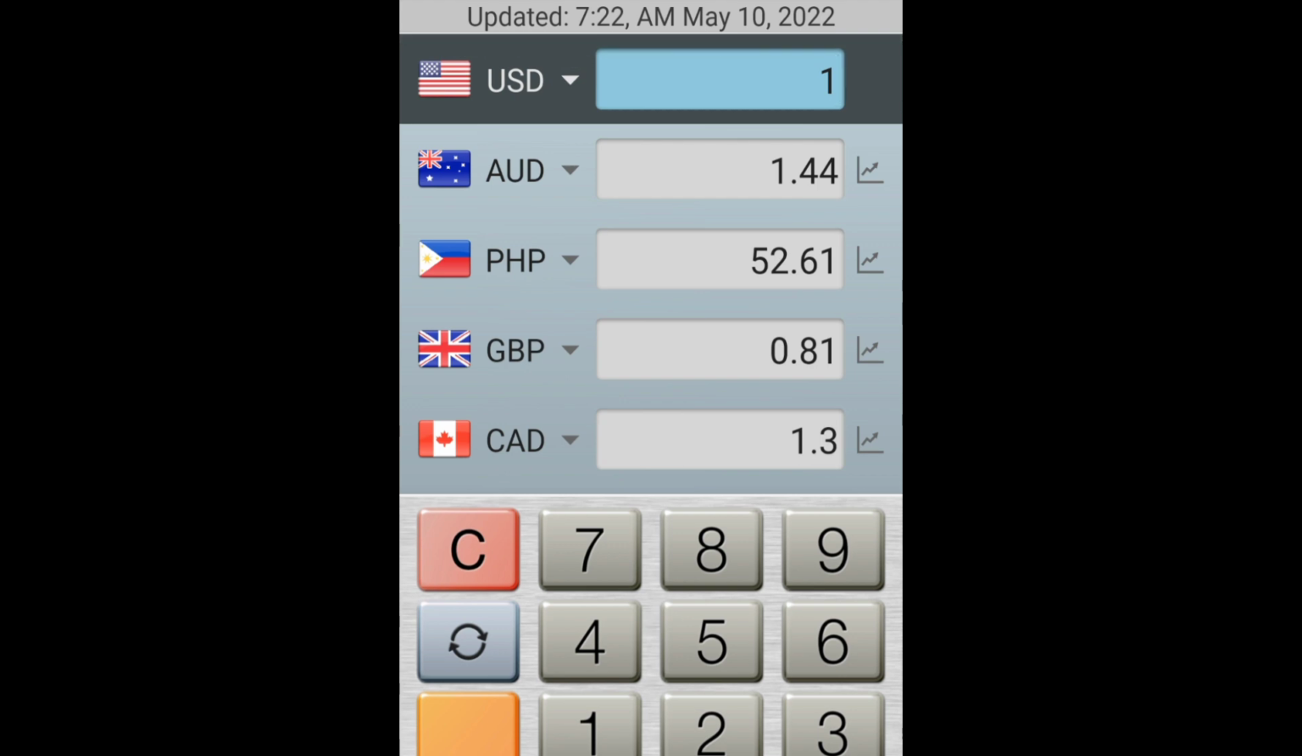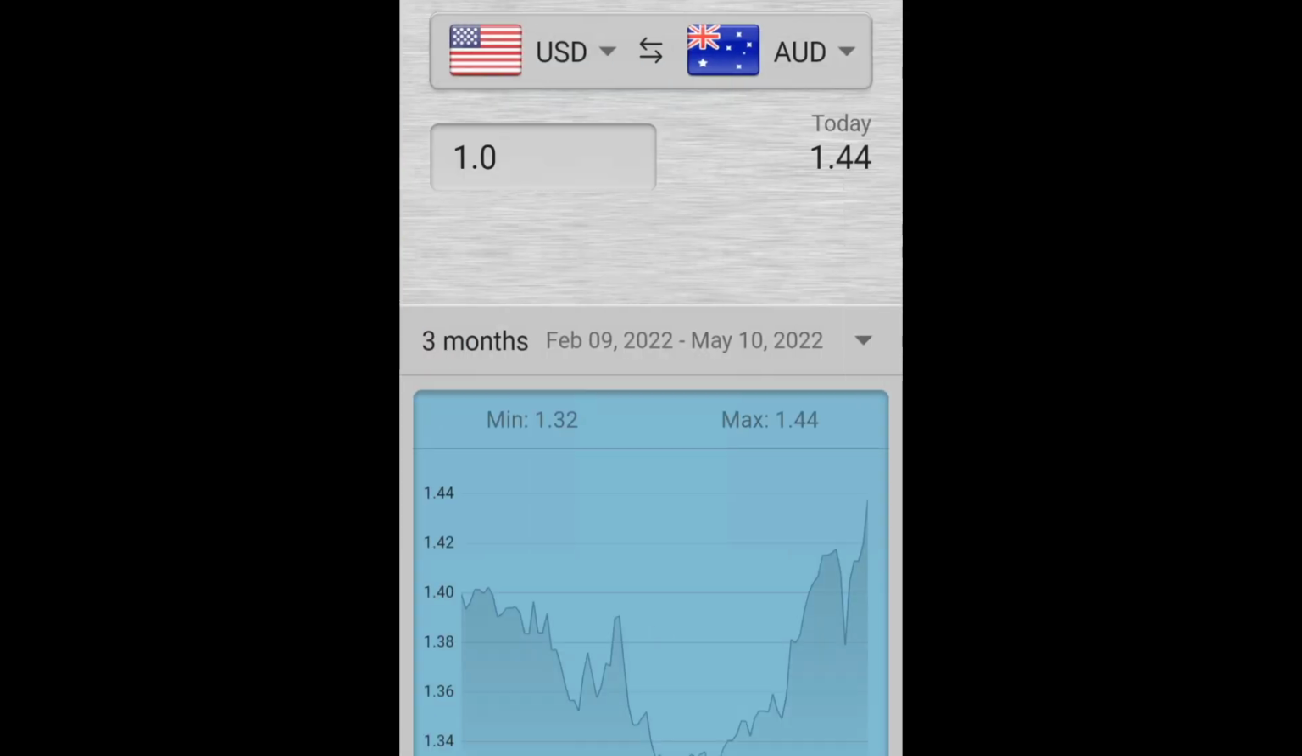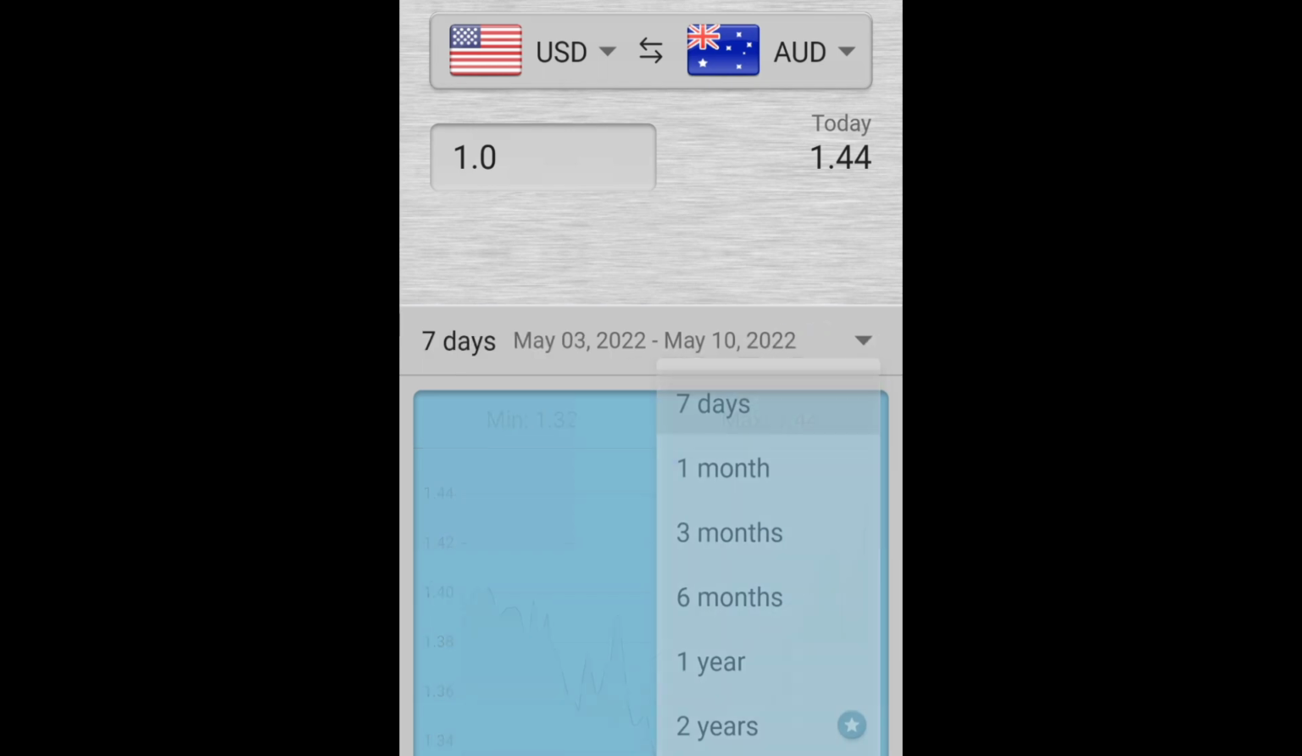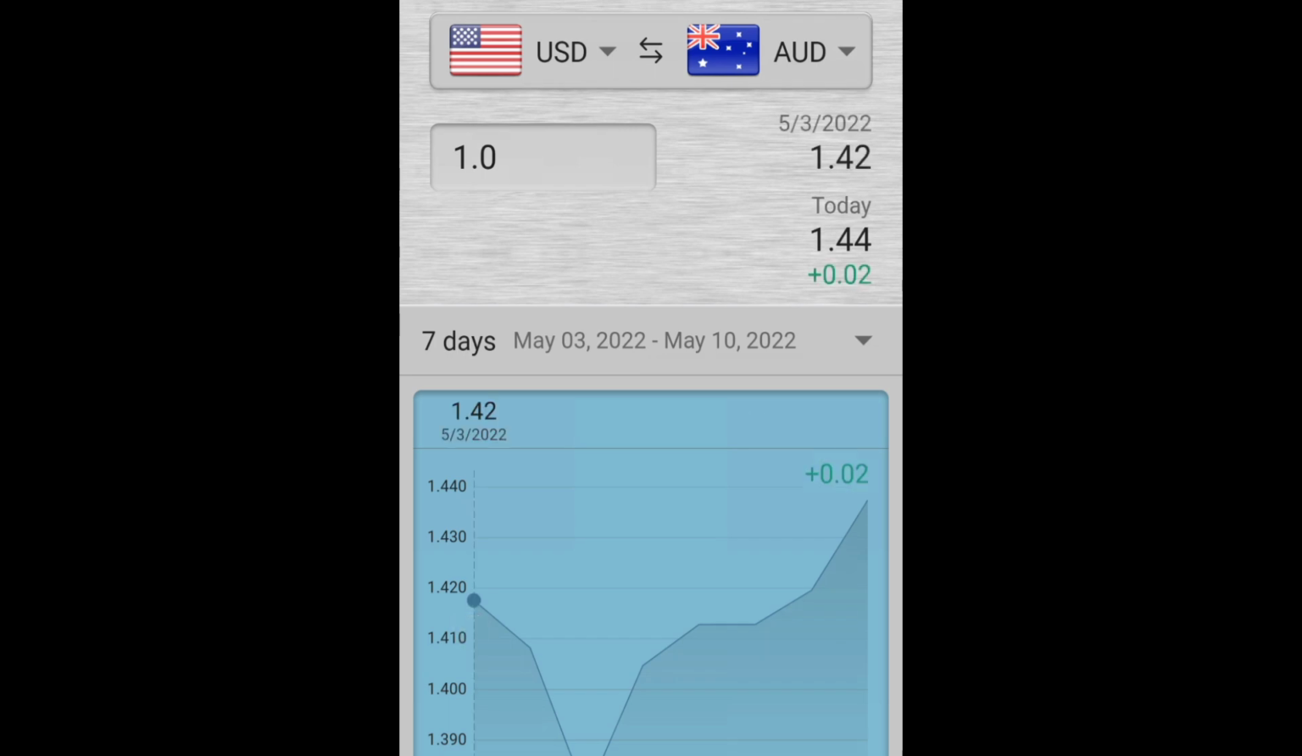Let's dig down and check the historical data for USD to Australian dollar conversion. We have this data. 1 US dollar is equivalent to 1.44 Australian dollar as of today. For 7 days data, May 3, 1 US dollar is equivalent to 1.418 Australian dollar. For May 4, 1.41 Australian dollar. For May 5, 1.380 Australian dollar.